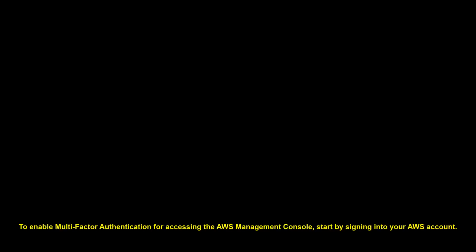clearly. To enable multi-factor authentication for accessing the AWS management console, start by signing into your AWS account. Once logged in, navigate to the IAM console by typing IAM in the AWS management console search bar and selecting it from the results. In the IAM dashboard, click on Users in the left-hand menu. Select the user for whom you want to enable MFA.